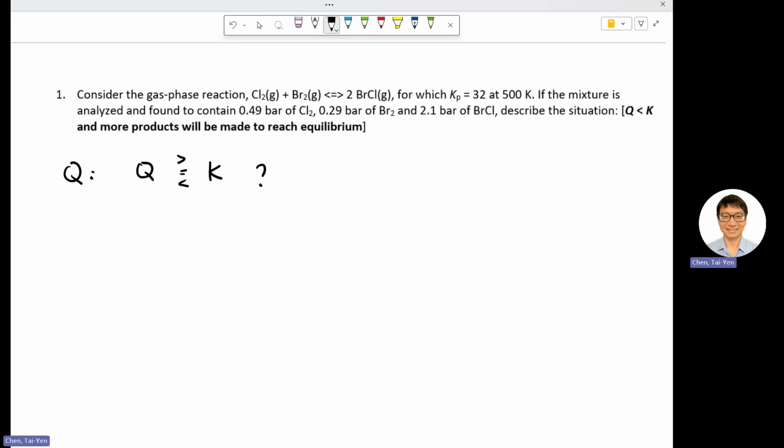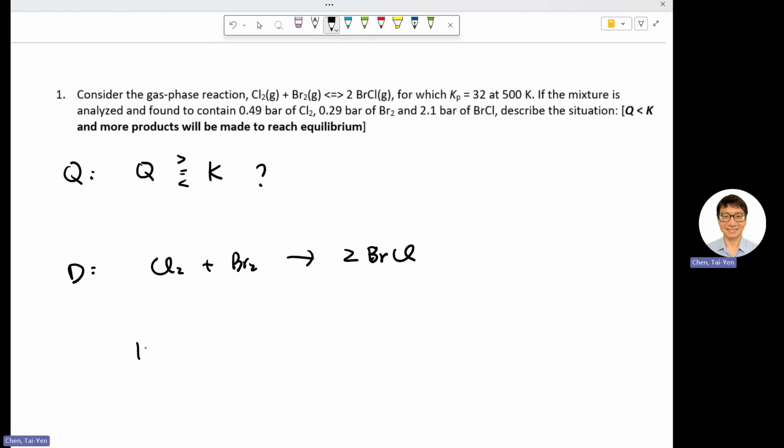Right, so that's the questions. Apparently, it wants you to calculate your reaction quotient Q and compare it to your K. If you read this one, now look into the equation. The equation is Cl2 plus Br2 become 2 BrCl.